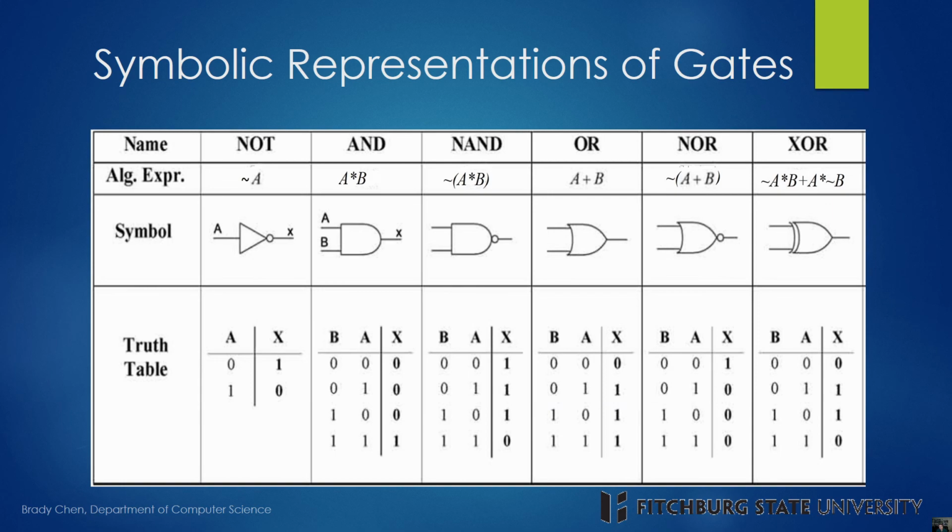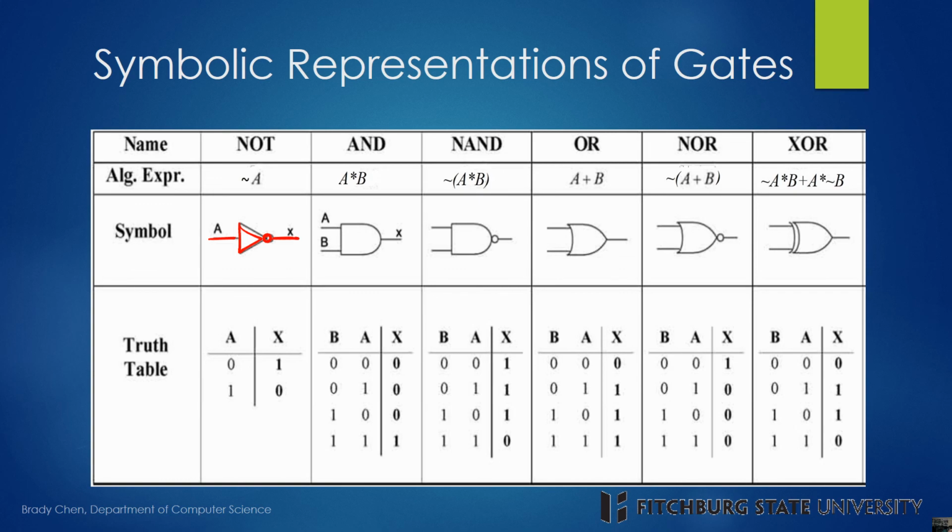In this slide, we're going to introduce symbolic representations for all these 6 gates. Now, first one is the NOT gate. If you look at this table, the NOT gate, we use the triangle and put a small circle at the very end to represent it. Now the NOT gate has one input line and one output line.